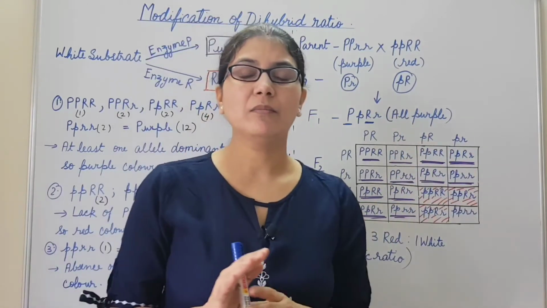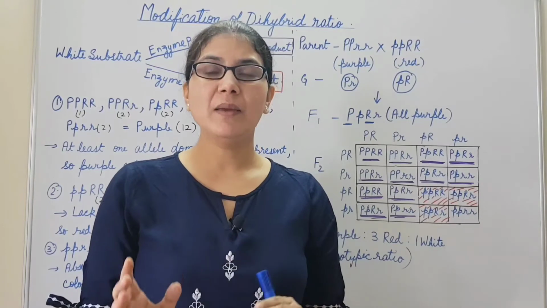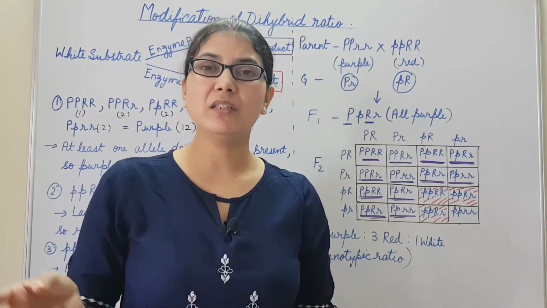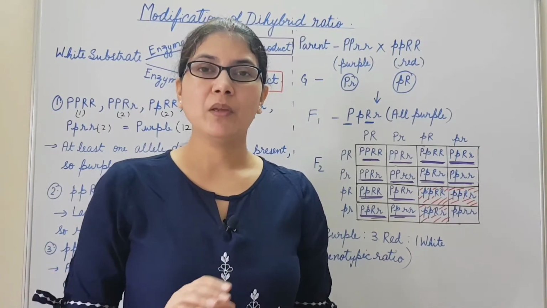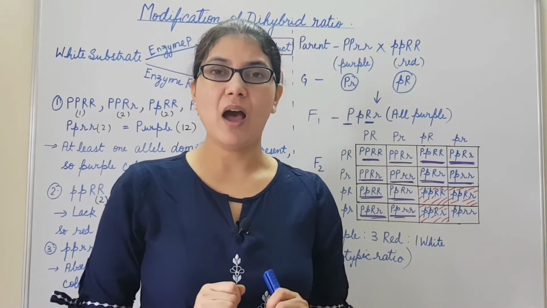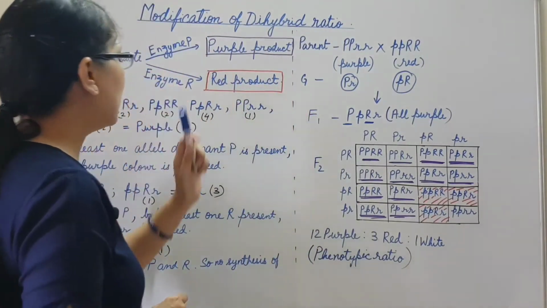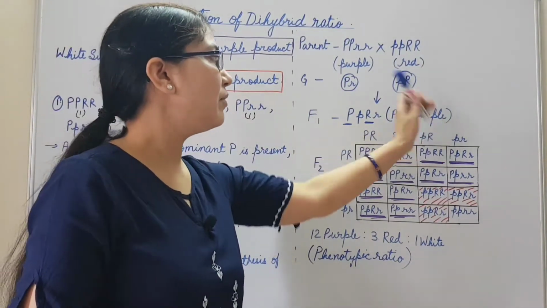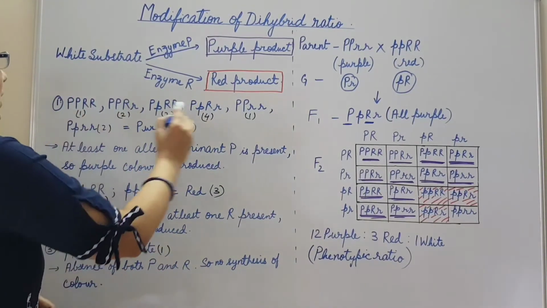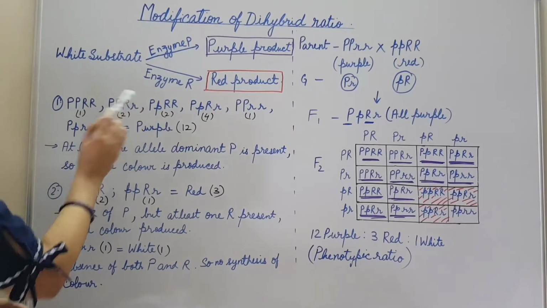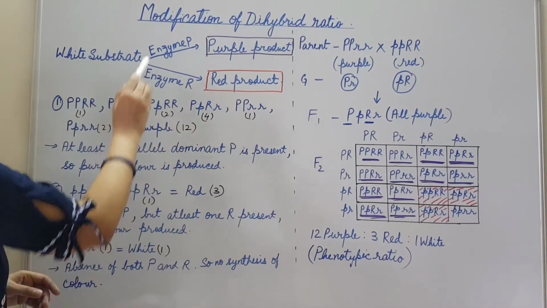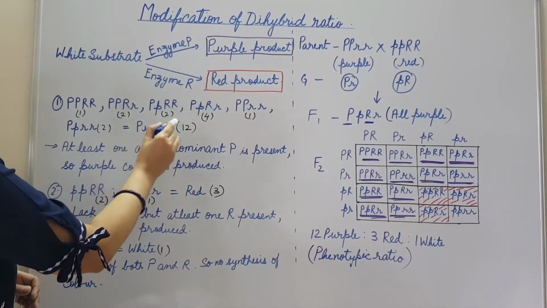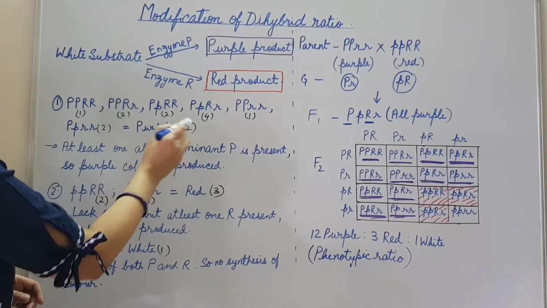Why do we get purple flowers and not red flowers? This is because the enzymes P and R compete for the white substrate, but enzyme P has greater affinity for this white substrate compared to enzyme R. So if both enzyme P and enzyme R are present, then enzyme P will convert all the white substrate into purple product, and hence we get all purple flowers. So in these genotypes, at least one dominant allele P is present. Hence functional enzyme P is present and the white substrate is converted into purple product. So we get all the plants having purple flowers, and the number is 12.